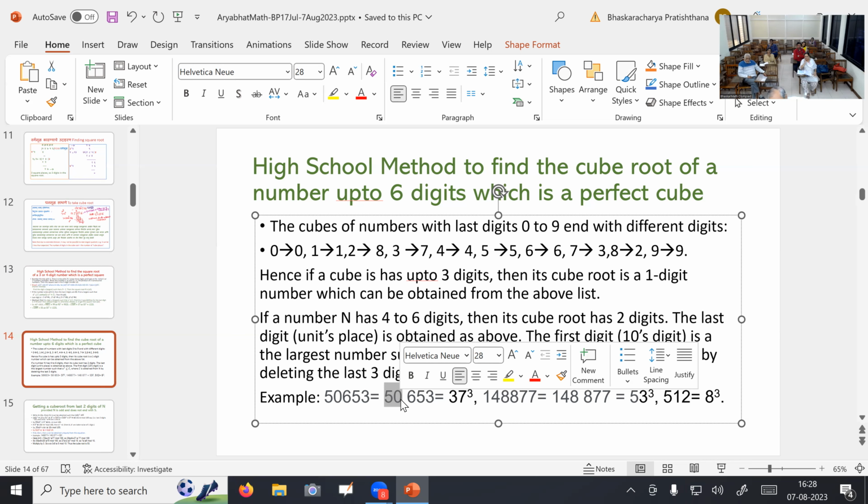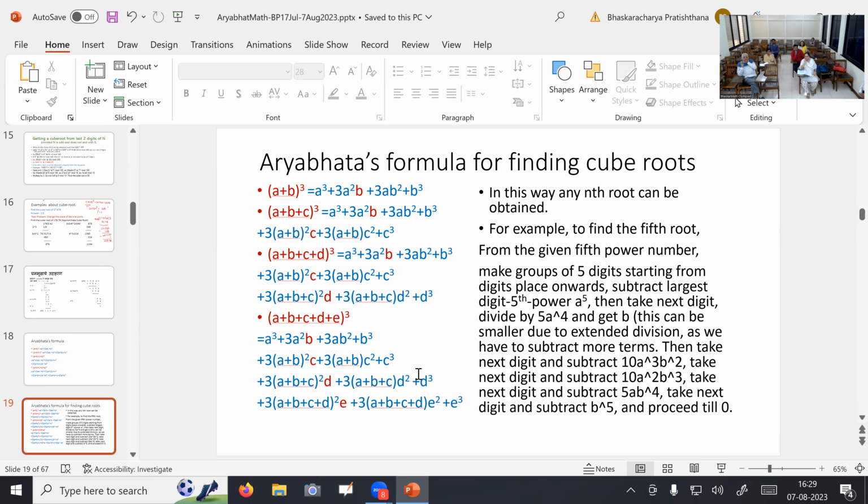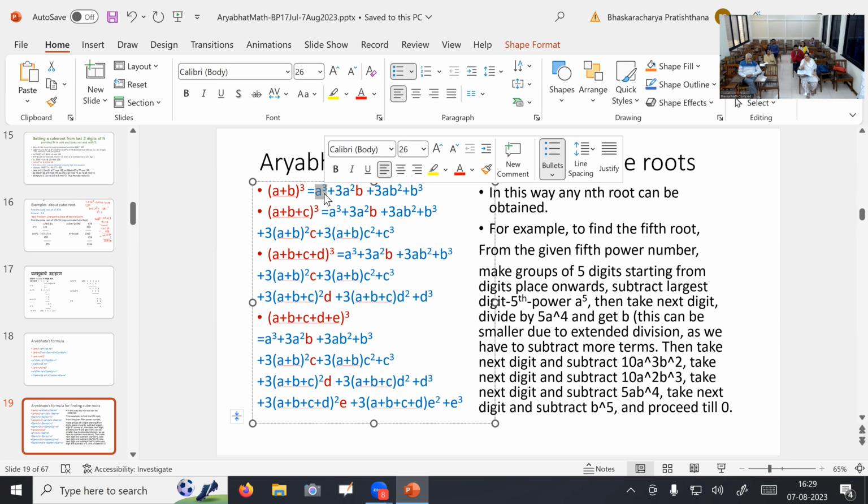This is fine. Now this is the method I explained, what is used by Aryabhata in his formula. So if we have a 2-digit cube root, then one uses (a plus b) cube equal to a cube plus 3a square b plus 3ab square plus b cube. So first of all, from the given number capital N, one subtracts the cube of a digit a, and it is placed at the appropriate place. Then one finds out b.